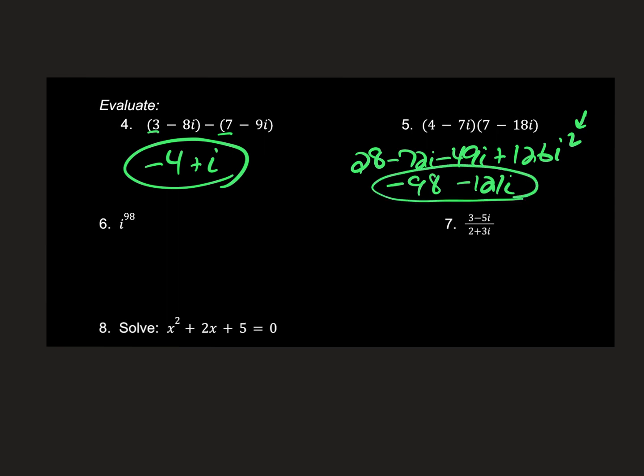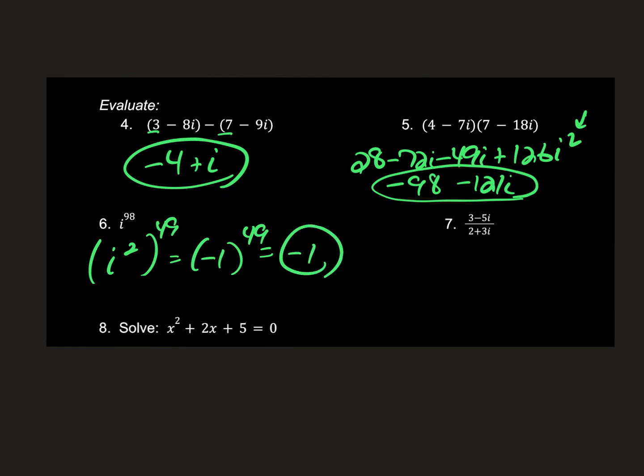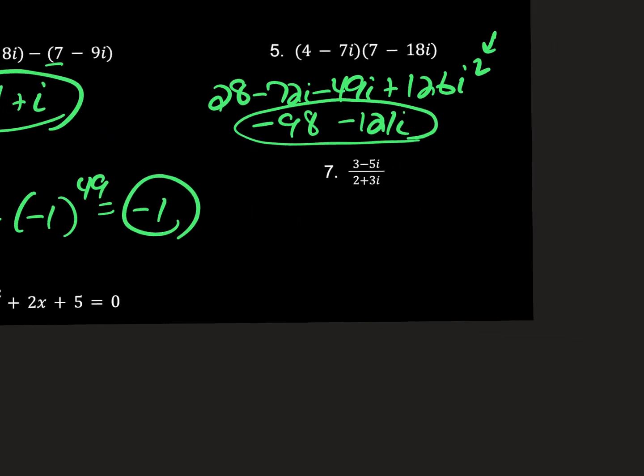On number 6, i to the 98th power. We'll use i squared every time to break it down. That's i squared to the 49th. Remember, i squared is really -1, and because it's an odd power, it's going to stay -1. And there you go.